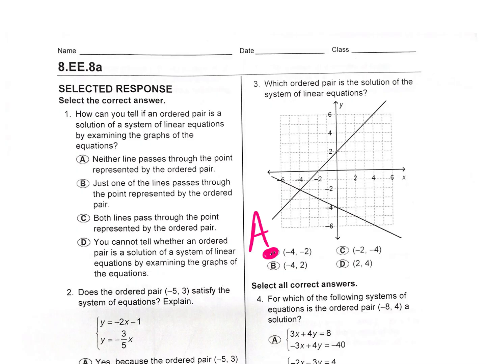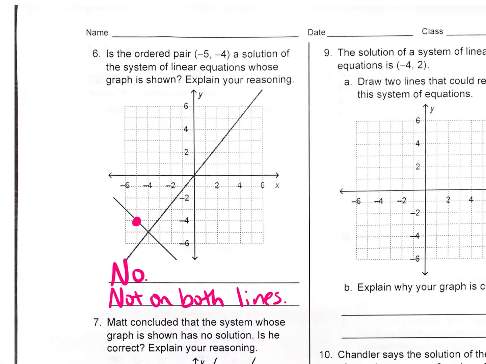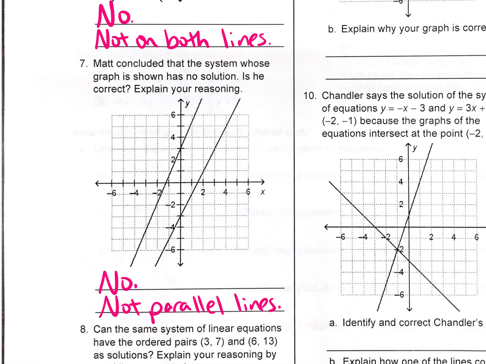8a is just asking which ordered pair is the solution. Solution is where they cross, and they cross at negative 4, negative 2. Number 6, is this a solution? No. This point is here, and the solution should be right here where the 2 lines cross, and it did not do that. So no, it's not.